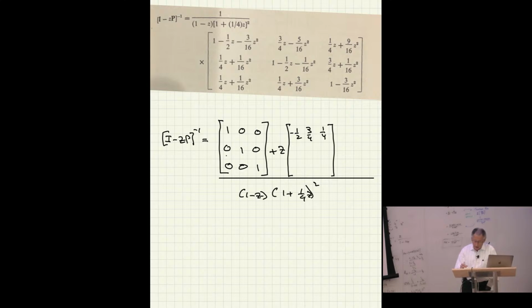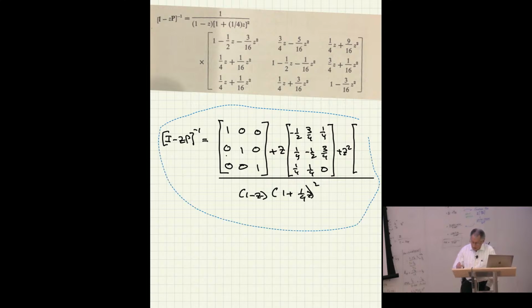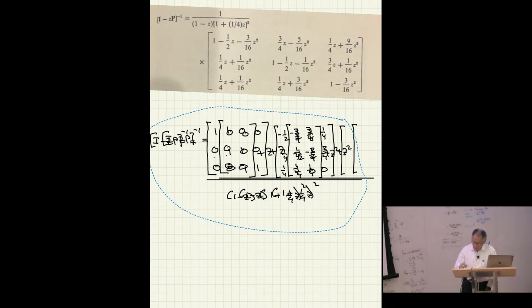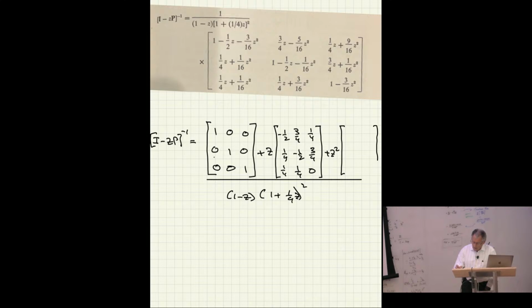And the rest of it goes as follows. You can just see it from the picture. It's 1/4. It's minus a half. It's 3/4. Next is 1/4. 1/4, and 0, plus z squared times another big matrix. I'm going to move this over a little bit. I can do that and you can't. And all of the z squared terms, which is minus 3/16, minus 5/16, and 9/16, etc. Next row is 1/16, minus a 16th, and 1/16. And the last is 1/16 again, 3/16, and minus 3/16.